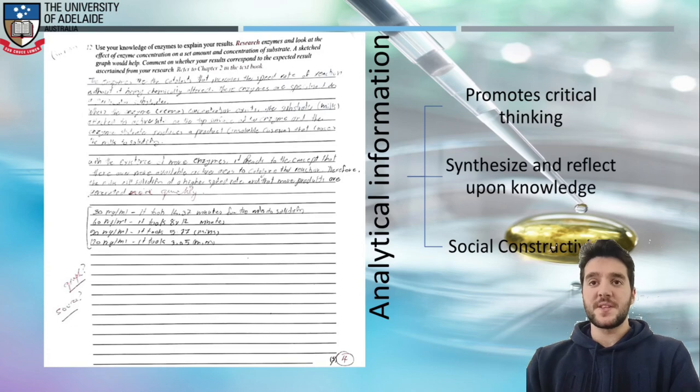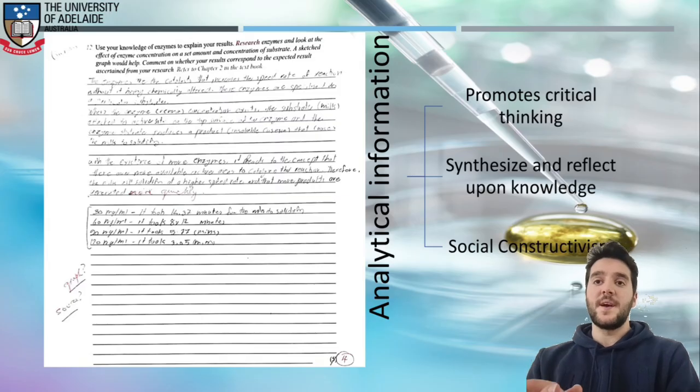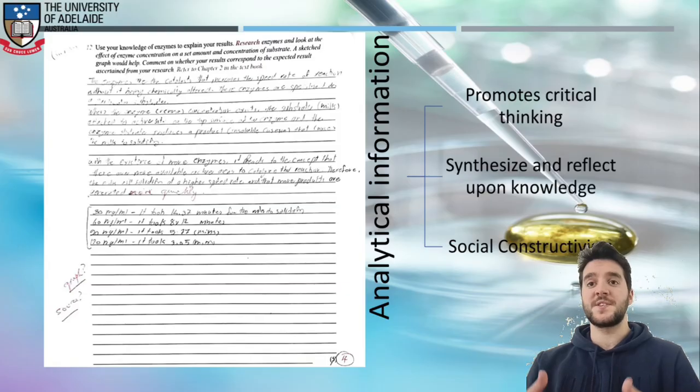Now, cognitive abilities are very correlated to analytical information as it is the interpretation of factual information. In other words, students need to comprehend and learn how to summarize and interpret raw data. The example shown in this slide is the discussion section of the report, where it requires students to utilize their knowledge of enzymes to explain the results.